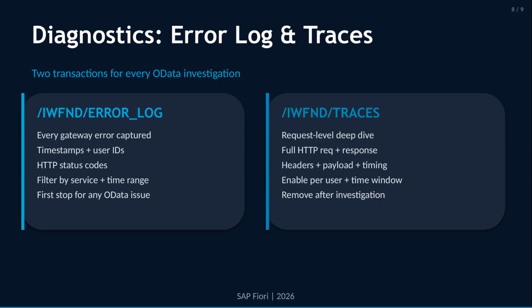When something goes wrong, 2 transactions are your best friends. /IWFND/error_log captures every gateway error with timestamps, user IDs, and HTTP status codes. Filter by time range and service name to isolate the problem. For deeper analysis, /IWFND/traces lets you record request-level traces, the full HTTP request and response, including headers, payload, and back-end execution time.